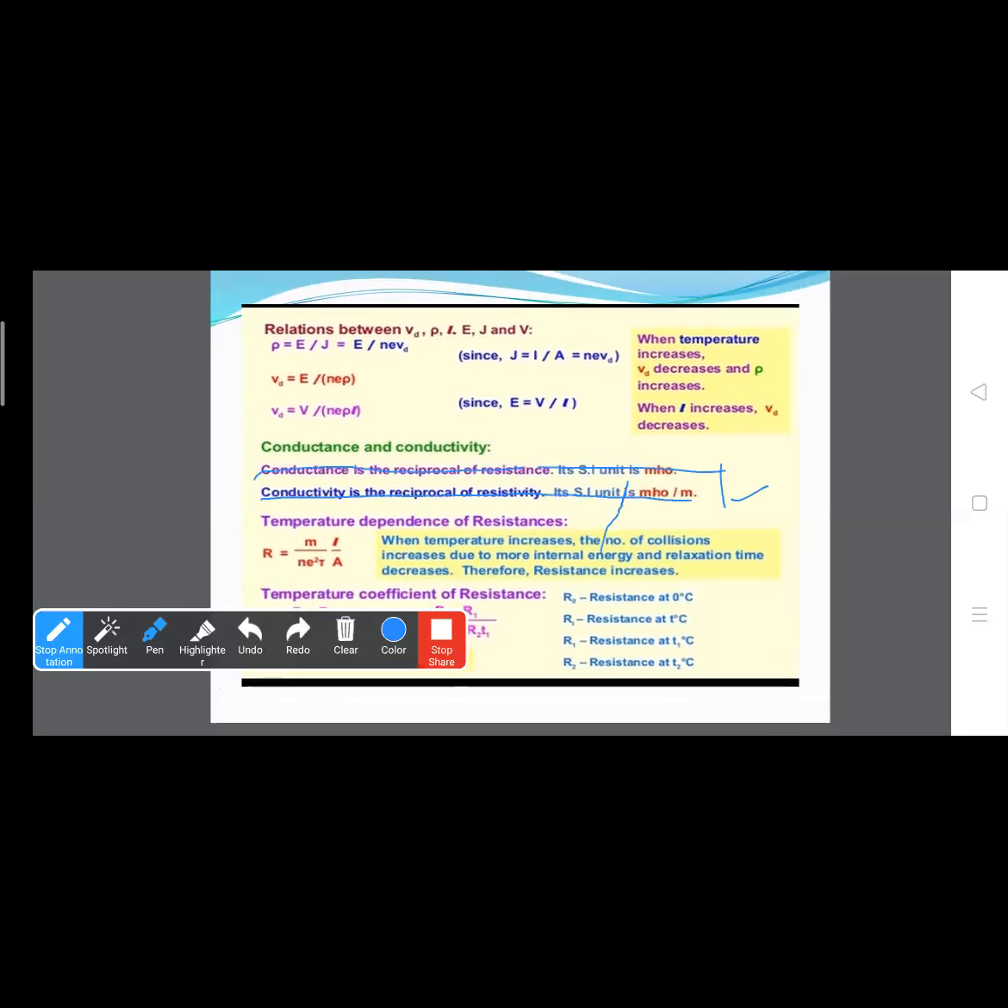Now, the temperature coefficient of resistance formula is given by alpha equal to R_T minus R naught upon R naught into T, where R_T is the resistance at temperature T and R naught is the resistance at zero temperature. Clear? Or we can write alpha equal to R2 minus R1 upon R1 T2 minus R2 T1.